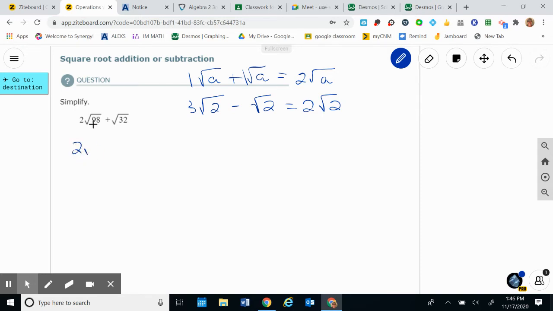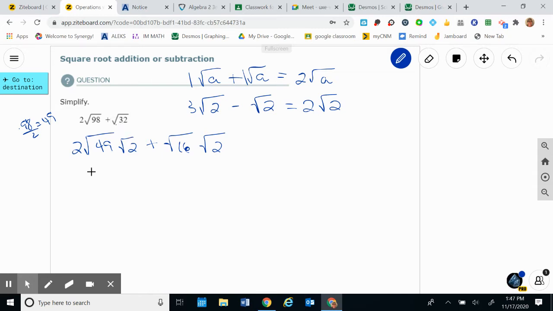98, is it divisible by 4? 4 goes into 9 twice, 18. No, it's not. Let's try 2. Is it divisible by 2? I know 2 isn't a perfect square, but it might give us a perfect square. 2 goes into 98, 49 times. Yep, 49 is a perfect square. So 49 times the square root of 2 plus, and 32 breaks into 16 times 2. 16 is the biggest perfect square that goes into 32.